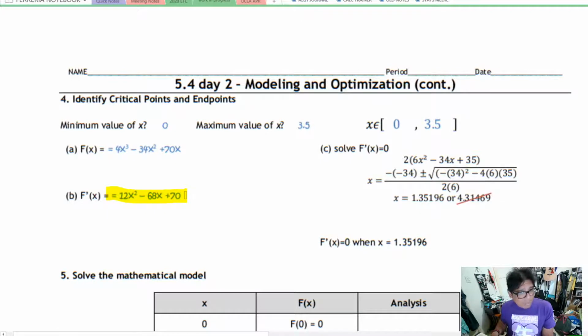So if I set that equal to 0, like we do in part C, we need to do some quadratic formula. So we got 2x squared minus 34x plus 35. And we do some quadratic formula. And we get 2 roots. The 2 roots are 1.35196 and 4.31. So let's go ahead and put these into our calculator and see how could we get that without using a quadratic formula. How can we solve that equation with the calculator?